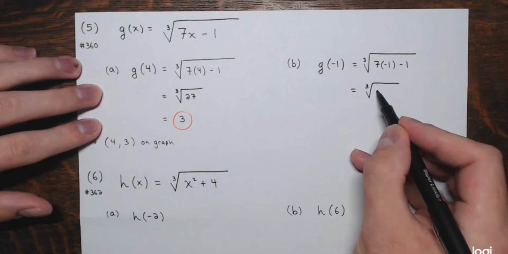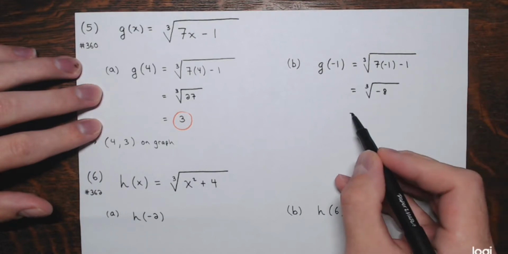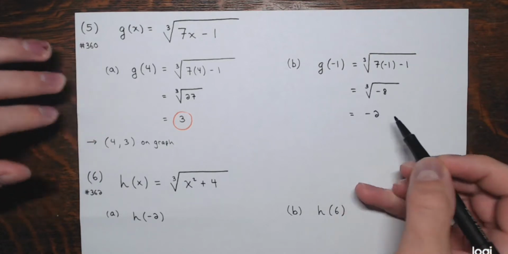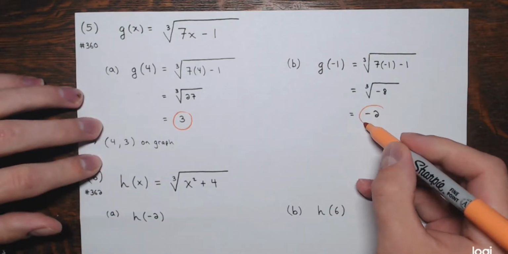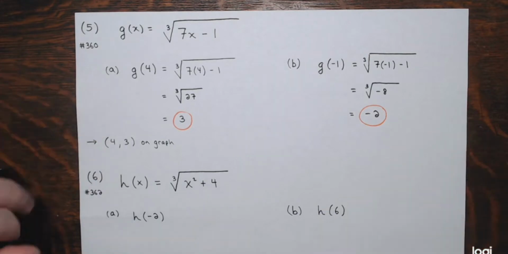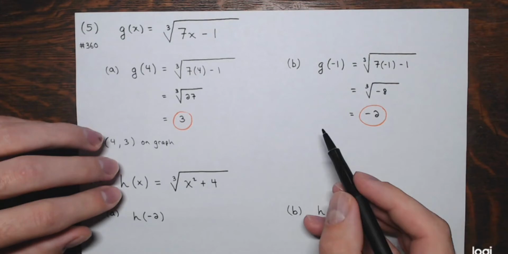So it's the cube root of -8, which is -2. That's a nice perfect cube, right? -2 to the third power is -8. And there you go. That's the response they wanted, the value of the function.